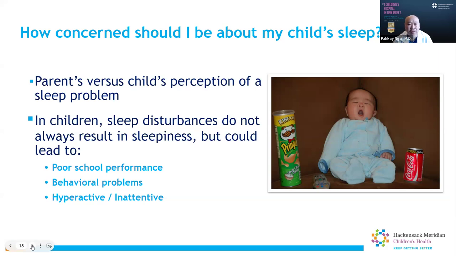So instead we have parental complaints about their child with observations not only of sleepiness, but also poor or declining school performance, behavioral and mood changes, or hyperactivity and inattentiveness. And we get plenty of referrals from developmental pediatricians, neurologists, school counselors, psychiatrists, asking us to look at a child's sleep, particularly when diagnoses of ADHD or autism are being considered.